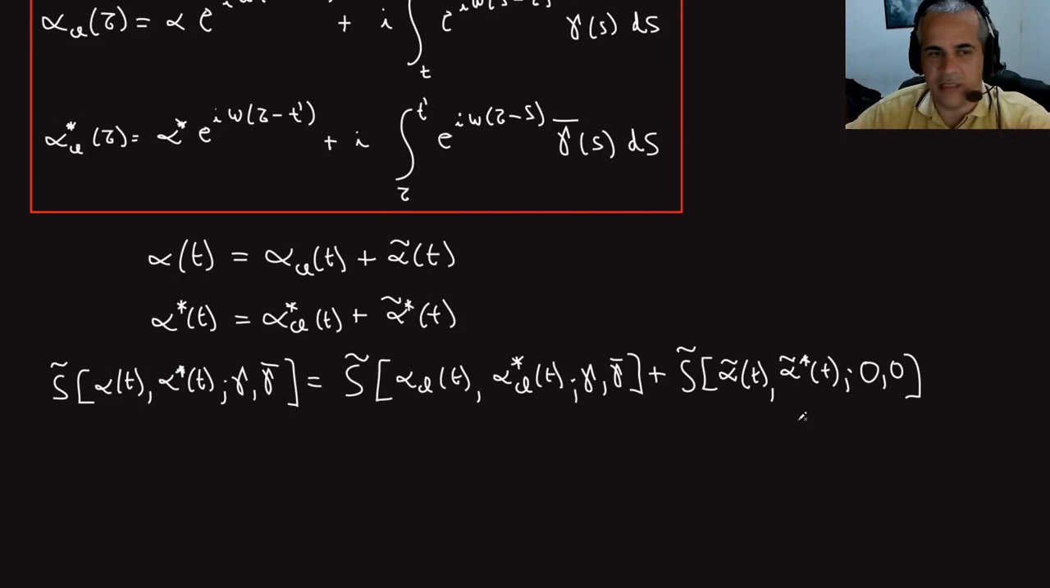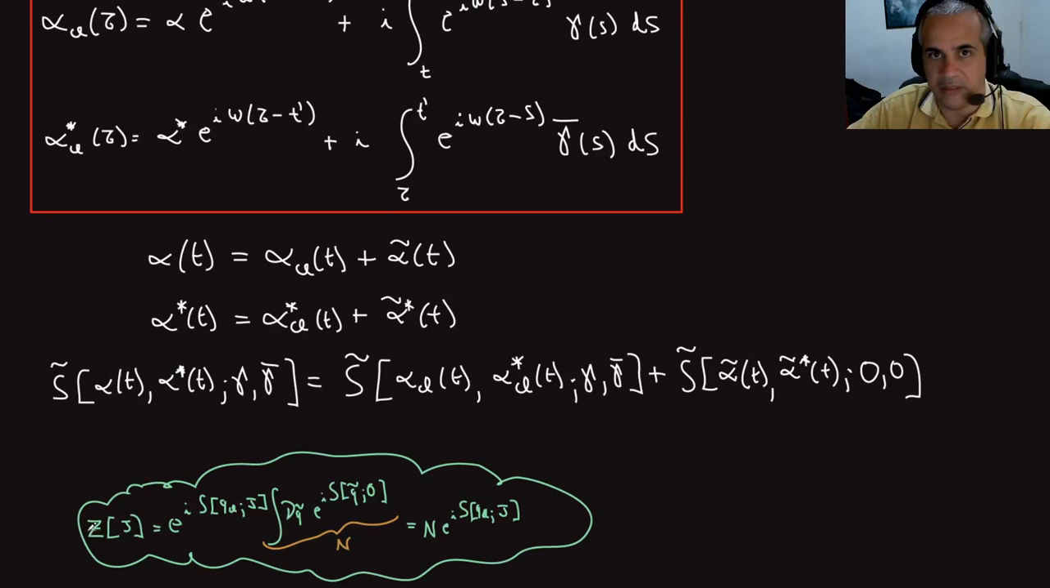And then if you remember well, let me bring a reminder here. Once I did that before, I had a Z of J, in which I wrote the action as the classical one in the presence of source, plus the quantum fluctuations, which are what I'm actually integrating in the path integral in the absence of source. Then this part is just a constant, because it's just a number, because it has no sources. And of course, later I will differentiate in the sources to get correlators. And I got this answer, right? And knowing the classical solutions, which I know they are here, I can just write this exponential completely. In fact, there's a very convenient way of writing this.